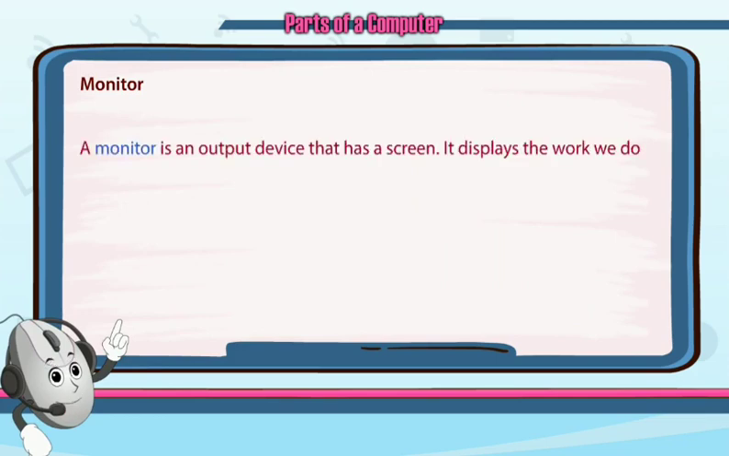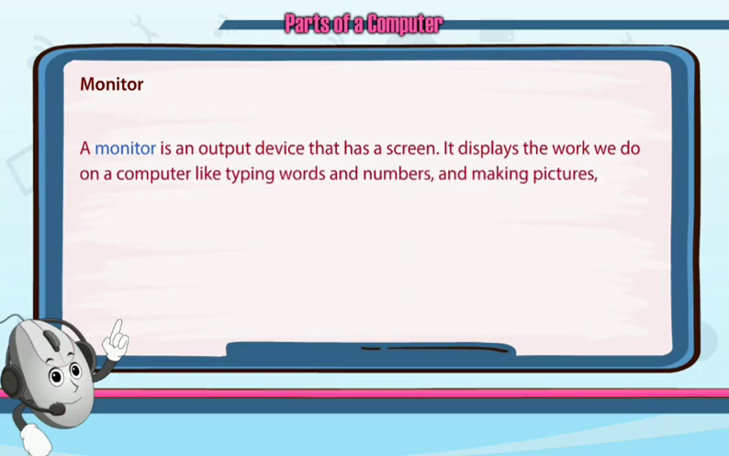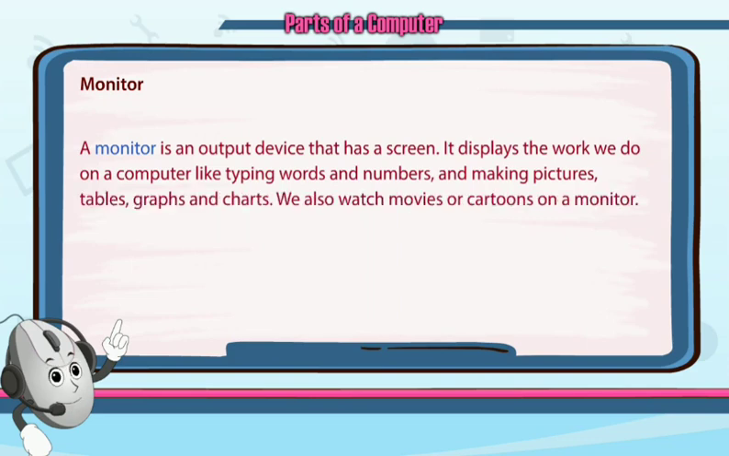Now let's learn about monitor. Monitor is an output device that has a screen. It displays the work we do on a computer, like typing words and numbers and making pictures, as we draw in Paint and type in Word, tables, graphs and charts. We also watch movies or cartoons on a monitor.